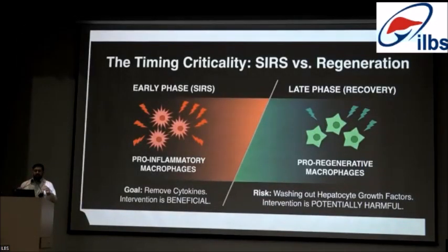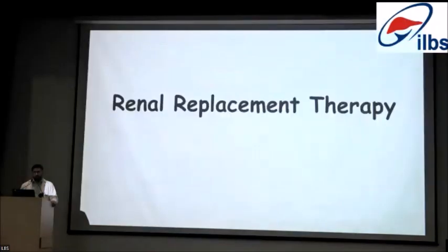And the timing is also very important, because in the early phase of acute liver failure, there will be SIRS, but in the later recovery phase, pro-regenerative macrophages will be there. So timing of the plasma exchange is also very important.